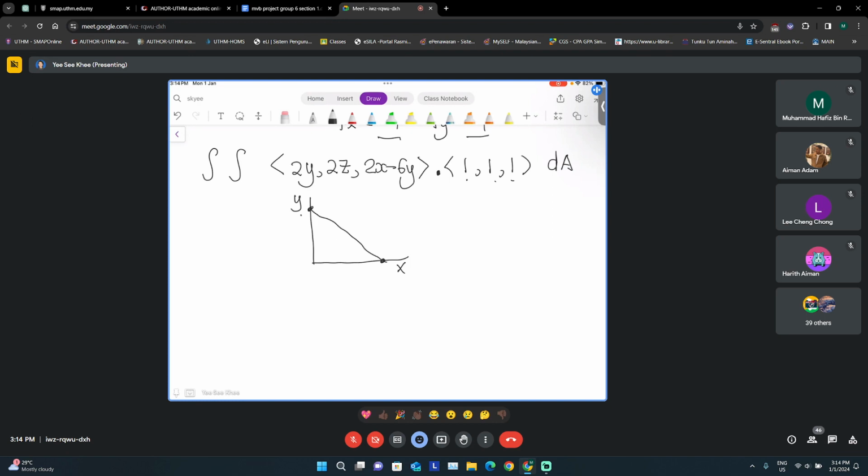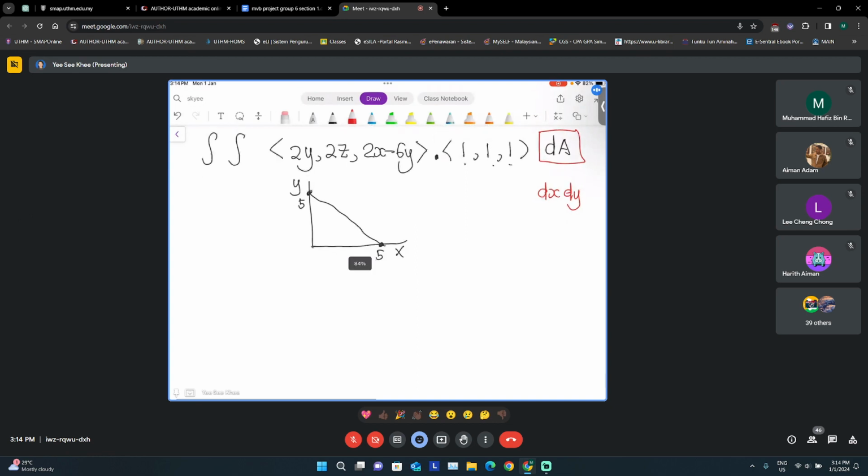These two points have a value of 5. From this drawing, you should know what coordinate system to use. Because the shape is not circular, we have to use Cartesian. Since we chose the XY projection, this can become dx dy or dy dx. It's up to you.